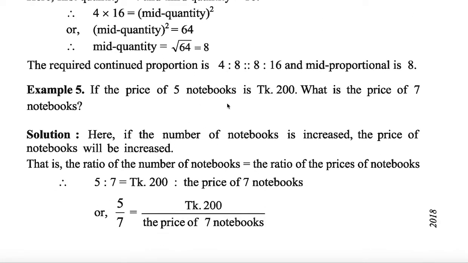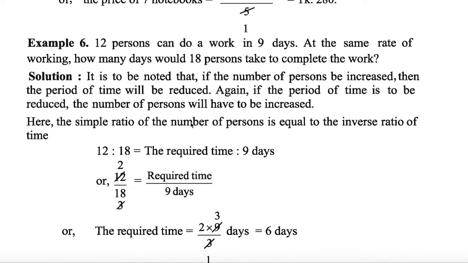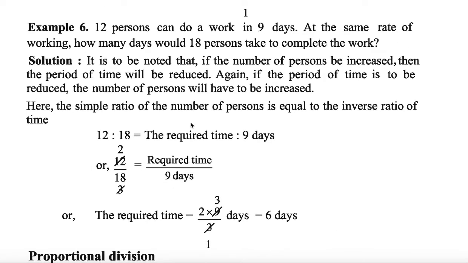If the price of 5 notebooks is 200, what is the price of 7 notebooks? Yes, 5 by 7 is 200 by price of 7 notebooks. 200 by 5 into 7, that is 280. 12 persons can do work in 9 days. At the same rate of working, how many days would 18 persons take to complete the work?